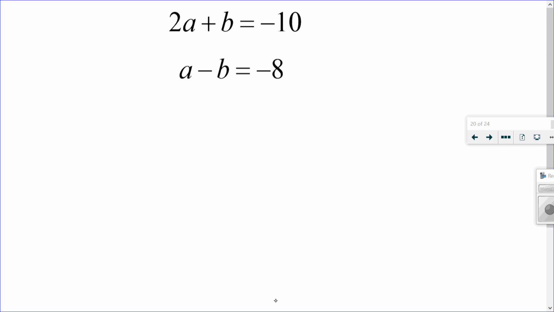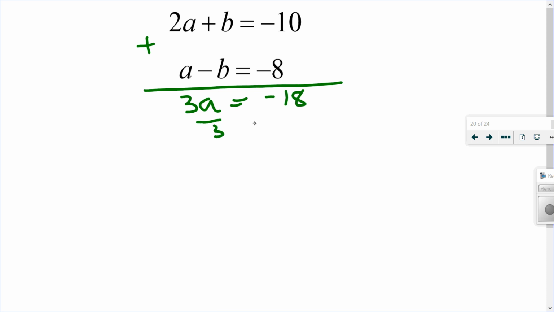And then I'm back to a 10C question. So I can solve this using substitution or elimination. It's set up so nicely for elimination. So I'm going to go 2a plus a is 3a, b plus negative b is 0, and negative 10 and negative 8 is negative 18. And then to isolate a, I just divide both sides by 3, and I get that a is negative 6.